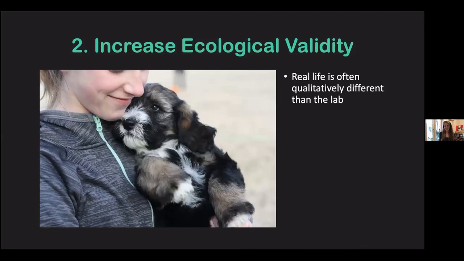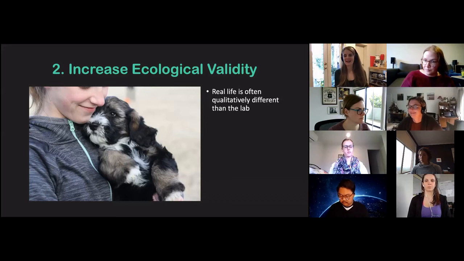Let me give you an example of this from emotion research. Often we would use the International Affective Pictures System, which is a group of pictures that have been validated to evoke certain emotions. One of the popular IAPS pictures is of a puppy. It's not this particular picture, but I just thought this puppy was cute. That picture has been shown to evoke positive emotion.